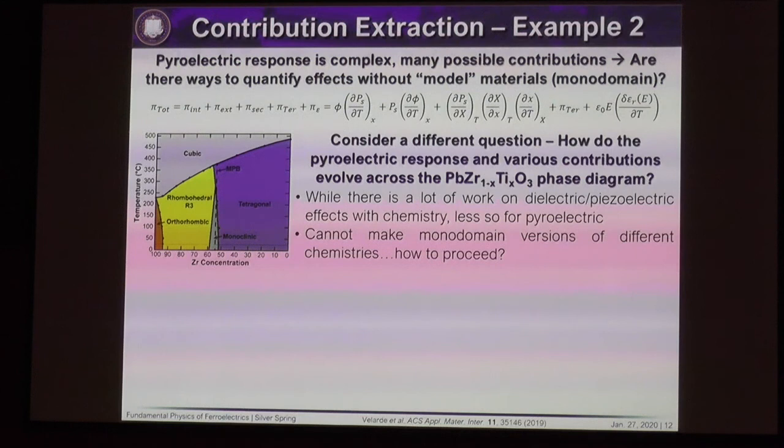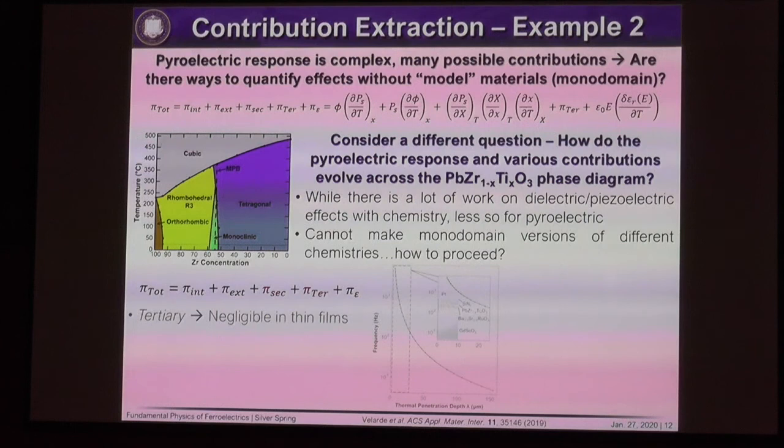We don't know how to do that experimentally, and so we have to come up with other ways of sorting these things out. So if we take our expression for the total pyroelectric coefficient, we can start to break this thing down and see what we can control. So we can first get rid of the tertiary effect. Again, as I said before, we're trying to control the geometries and the temperature profile such that we typically have less than about 1% temperature variation across the thickness of these films, making the tertiary effect negligible overall.